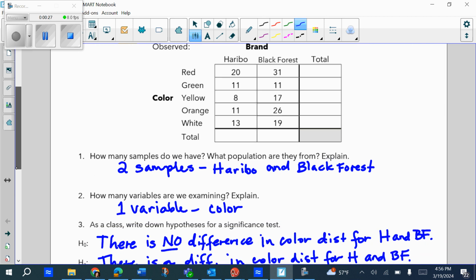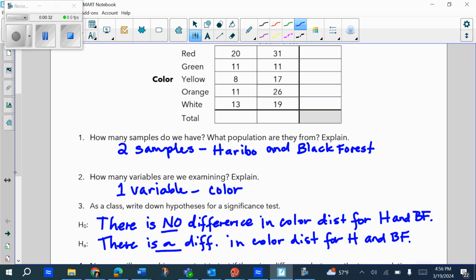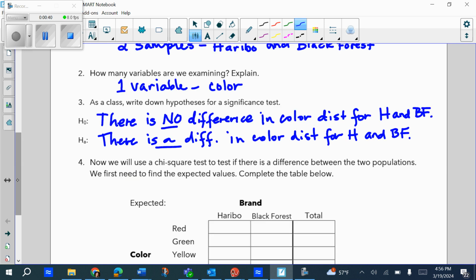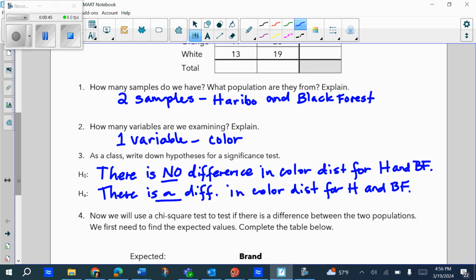The first question is, how many samples do we have and where are they from? So we have two samples, the Haribo and the Black Forest. And how many variables do we have? Well, there's one variable and it is color.